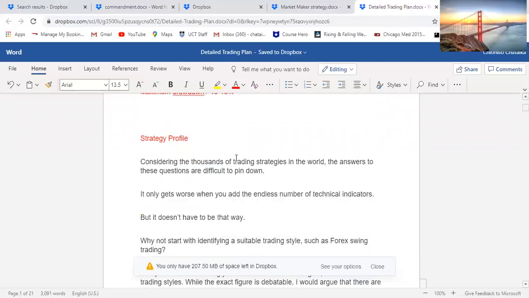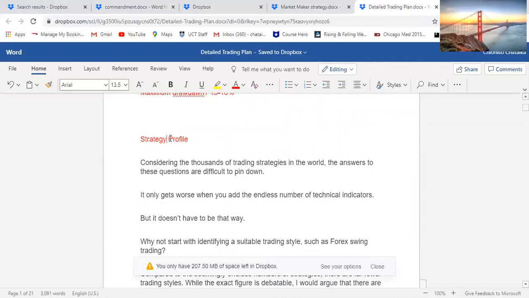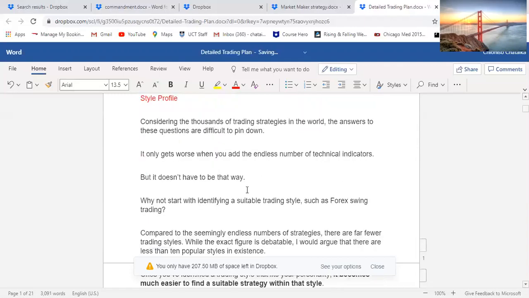Next part of it is the strategy profile. In fact, let me not say the strategy profile. I would say the style profile. And so this is just what you're giving a brief description of what kind of trading you do, right? What kind of a trader are you? There's no correct answer. It depends on you what kind of trading. Are you a swing trader? Apparently here, forex swing trading. So basically, what kind of a trader are you? This isn't your strategy. It's just giving a brief description.